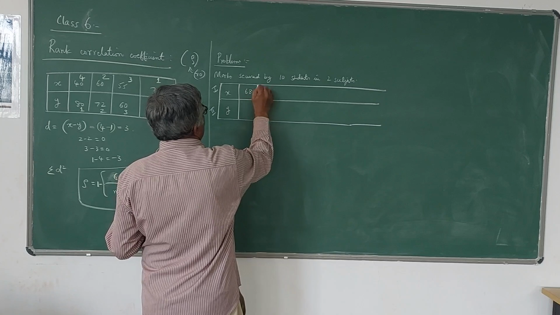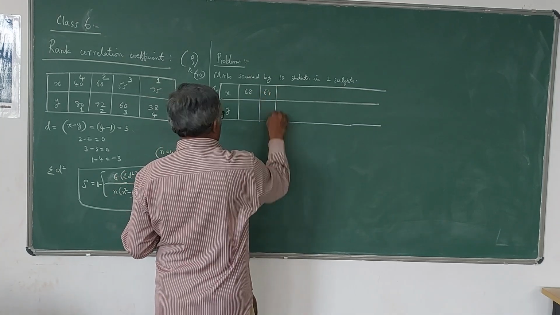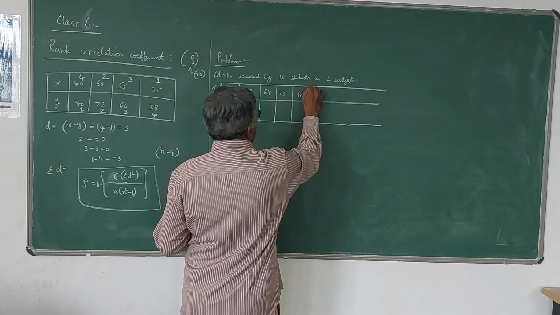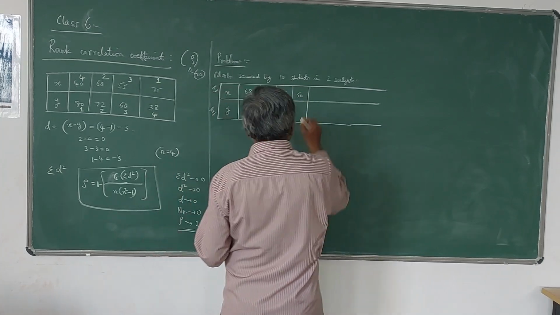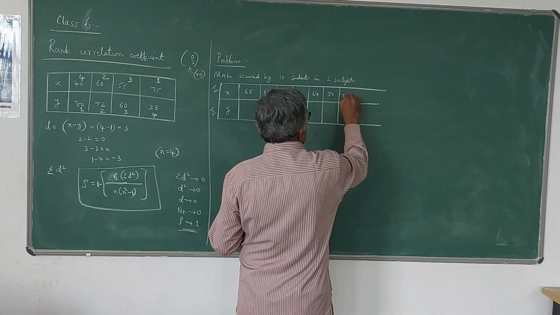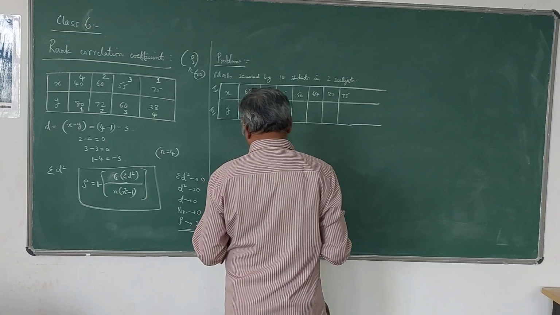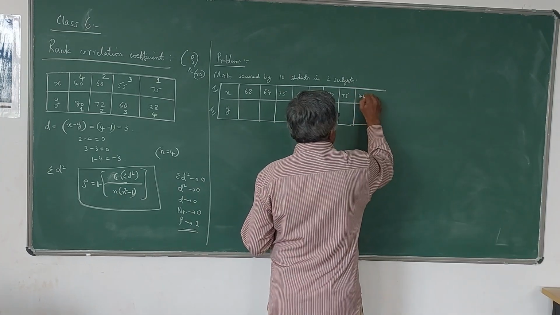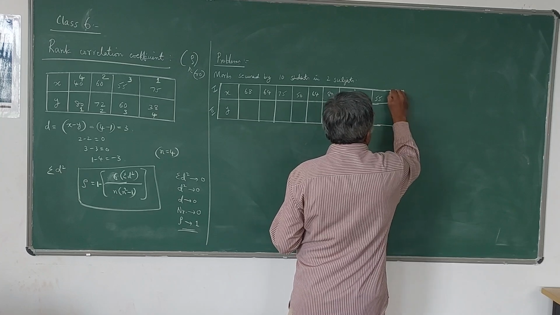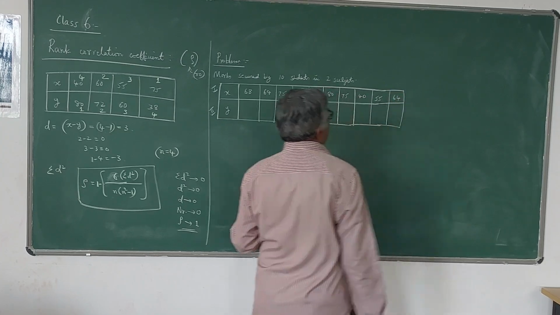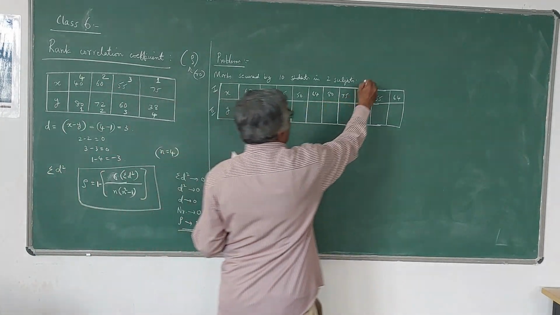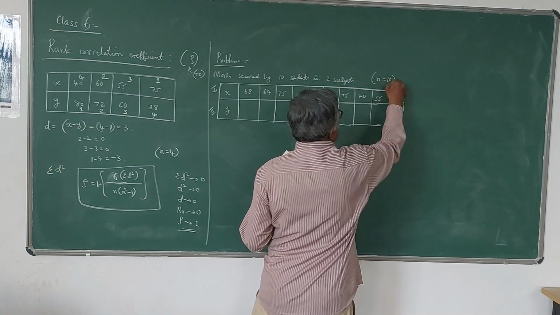The X values are 68, 64, 75, 50, 64, 80, 75, 40, 55, 64. These are the marks secured by 10 students. There are 10 students, so N is equal to 10 here. 10 readings will be there.